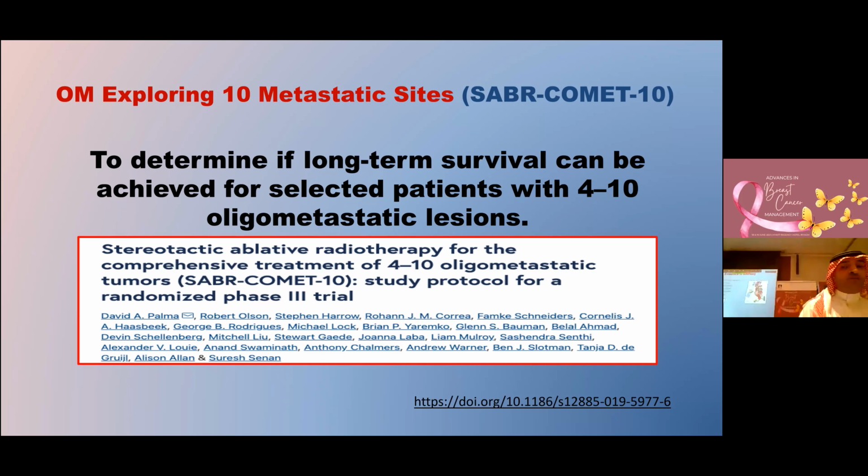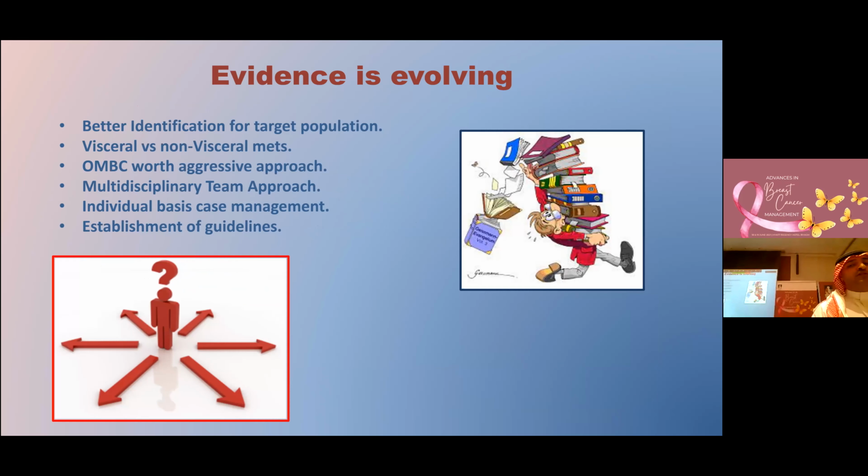So the take-home message is, for oligometastatic breast cancer, the evidence is still evolving. It's recommended to have better identification and better selection of these patients. We should go with a multidisciplinary team approach for those patients. Oligometastatic breast cancer is worth an aggressive treatment approach. We are talking about 10 years of 15% overall survival.